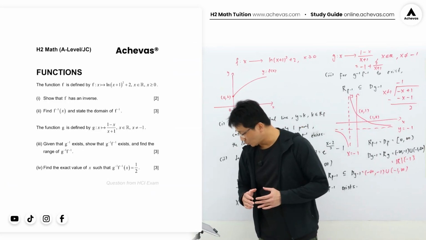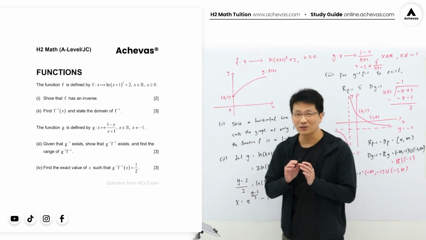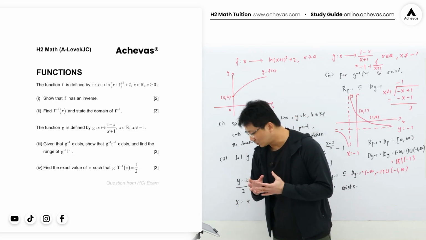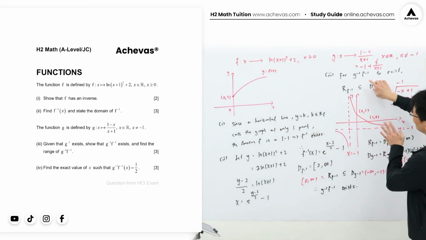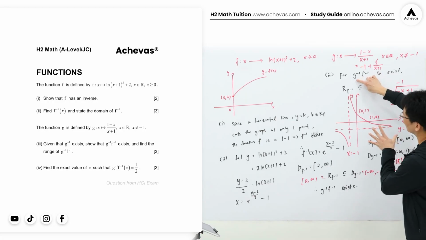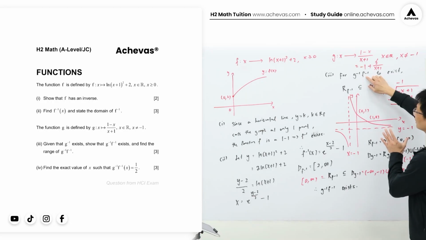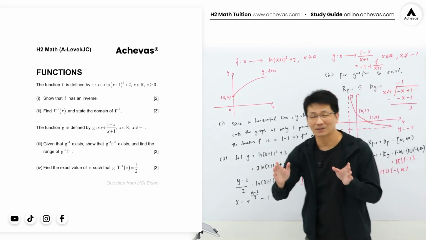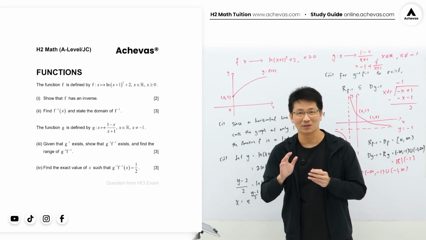All right, and the question also wants us to find the range of G inverse F inverse. To find the range of this, it's not really required to find the composite function of G inverse F inverse. In fact, we can make use of the mapping method, whereby by understanding what this composite function means, it means that the output of this one will be fed into the input of this one. So what we need to do is take the range of F inverse, which is from 0 to infinity, and paste it onto the graph of G inverse on the x-axis. Then from there, we will observe what range it takes. That will be the range of the composite function.